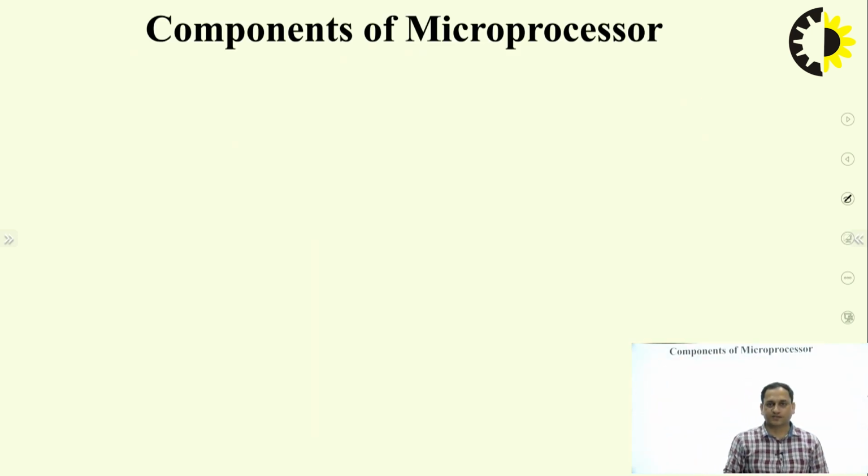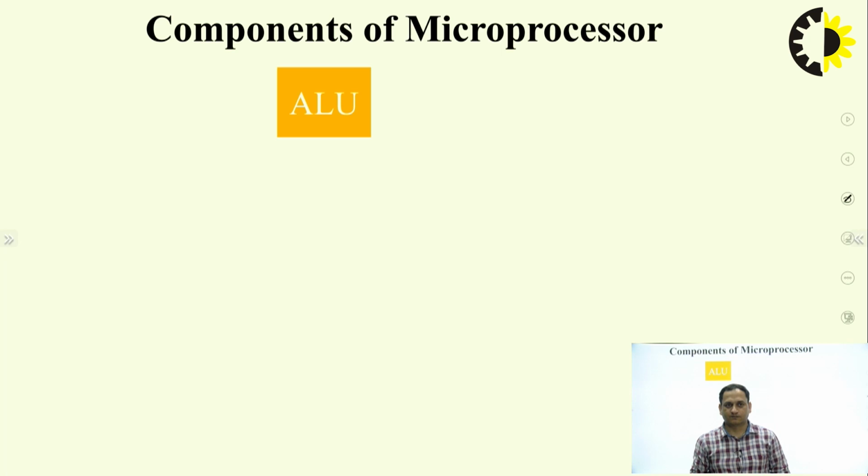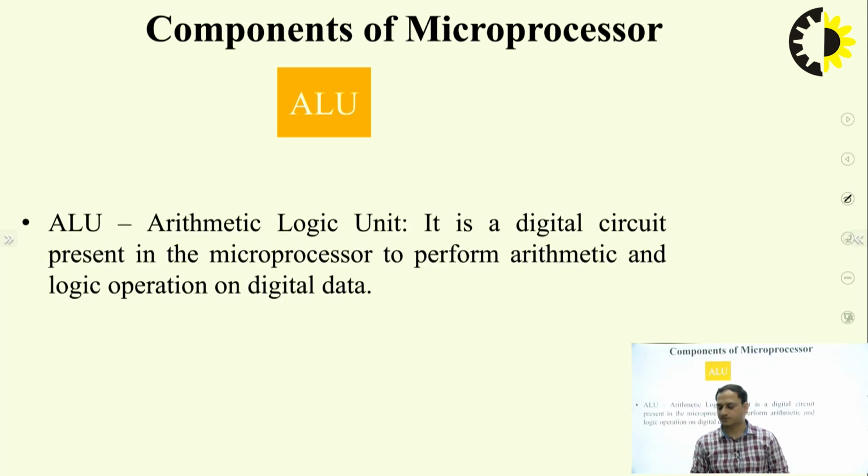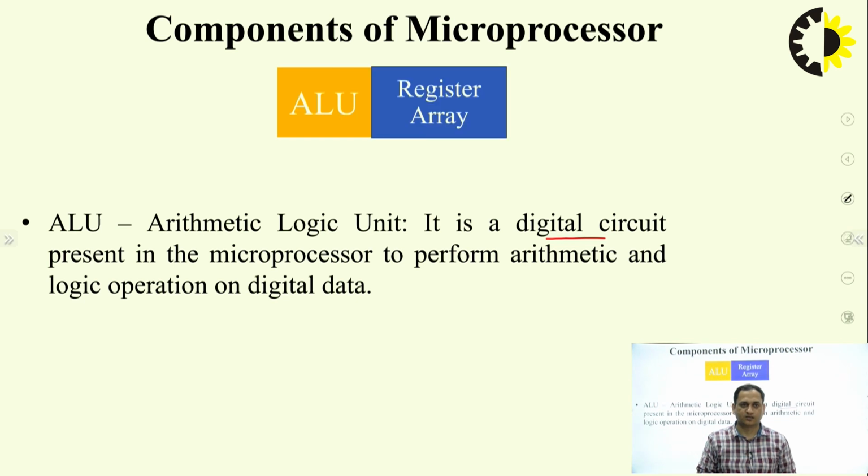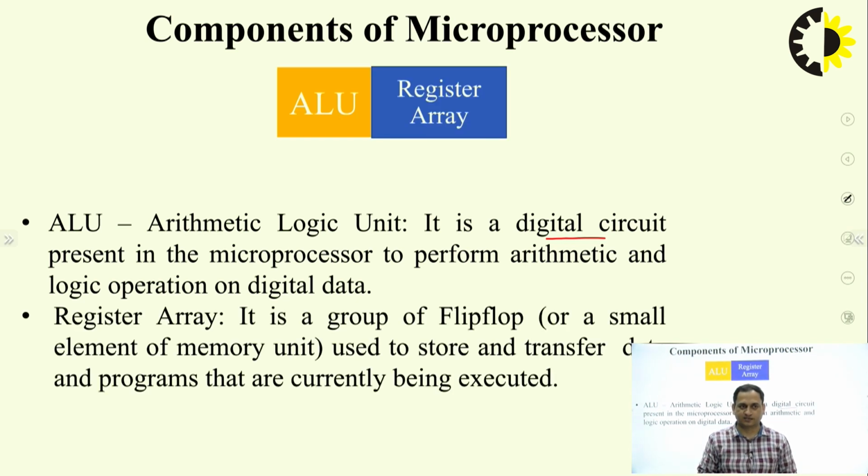So here the components are specified. First is the ALU, which we have just mentioned. This ALU is nothing but the arithmetic and logic unit. It is a digital circuit present in the microprocessor, which performs arithmetic and logical operations on the digital data. Okay. Second component of the microprocessor is the register array.